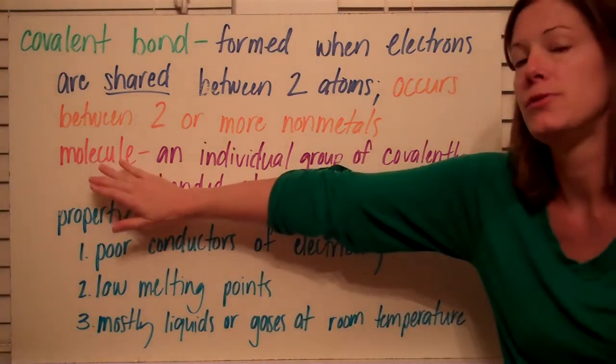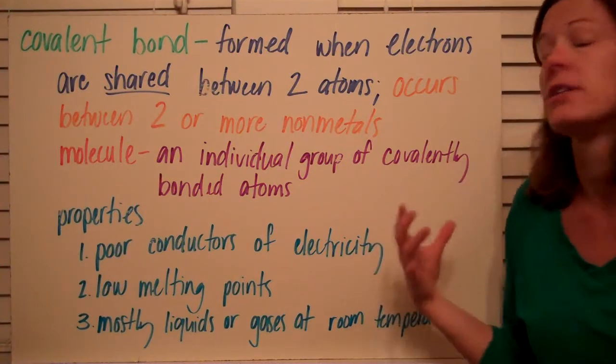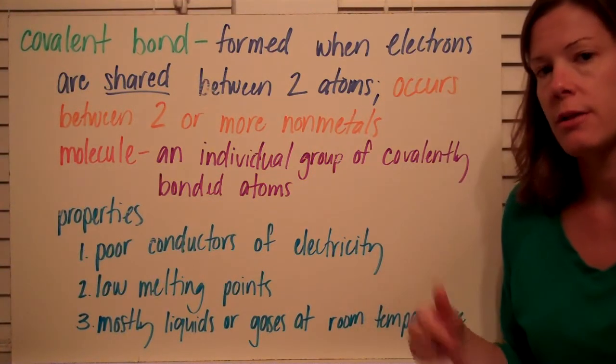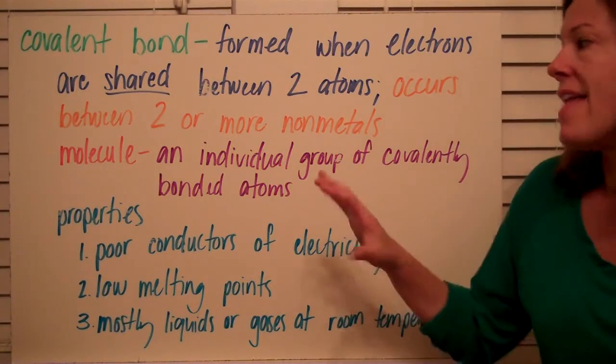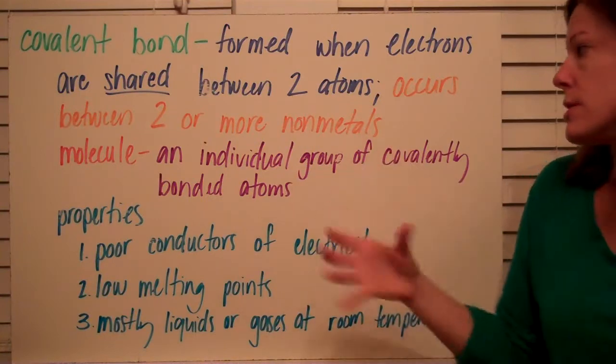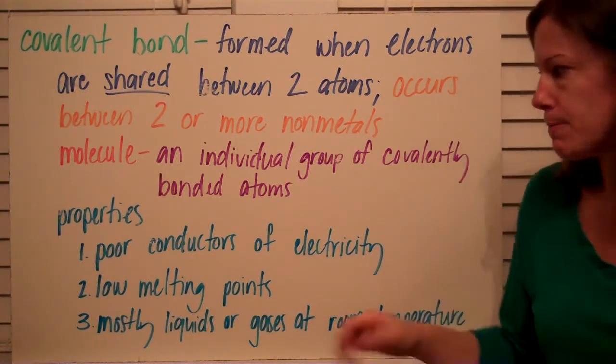And when this happens, you form a molecule, and that's just an individual group of covalently bonded atoms. So like a water molecule is 2 hydrogen atoms and 1 oxygen atom. And that would be one single molecule, or one single group of atoms, that forms a water molecule.